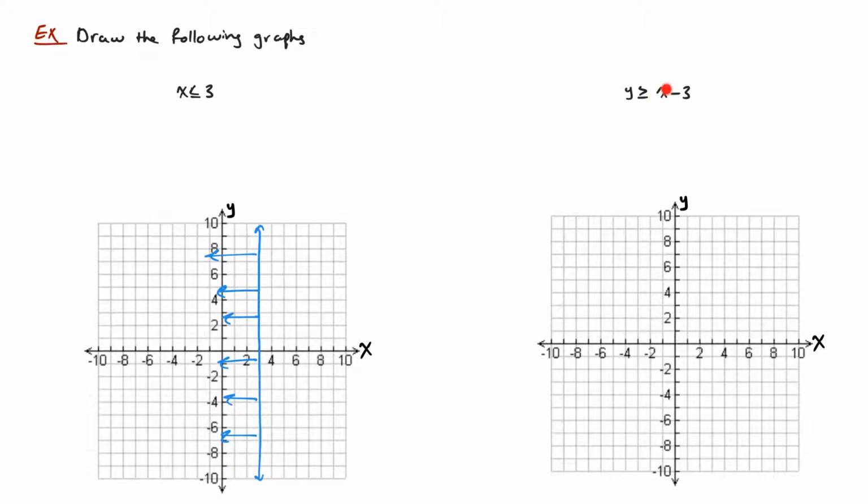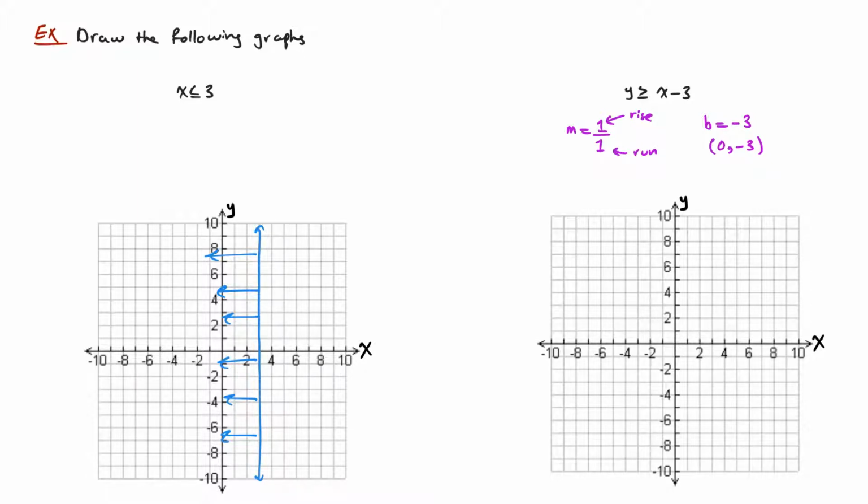But to draw this, it's already in the form y equals mx plus b. In this case, we're going to identify our m and b value. So our m value is the coefficient of x. In this case, my coefficient of x is just 1. And I can write that as a fraction and indicate this one as the rise and this one as the run. And my y-intercept, or my b value here, is negative 3, indicating that I have a point in the graph, which is (0, negative 3).